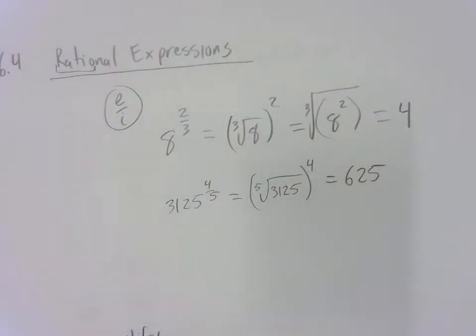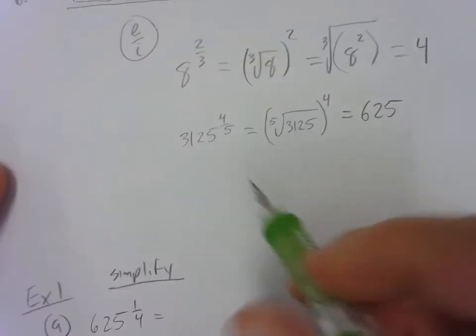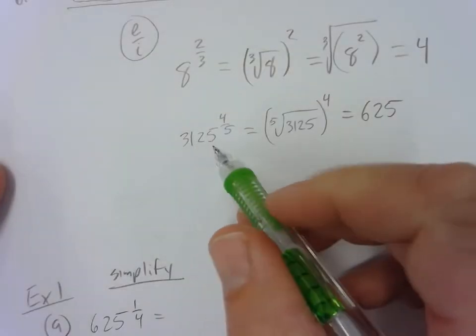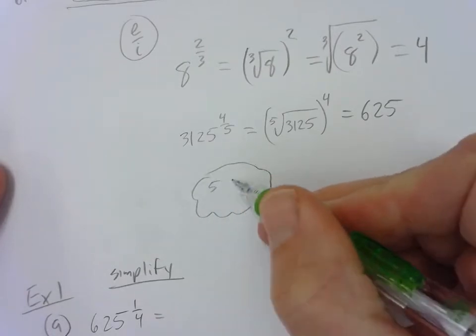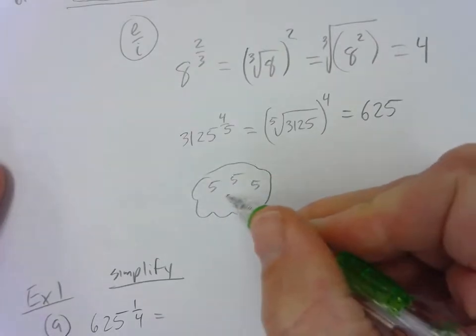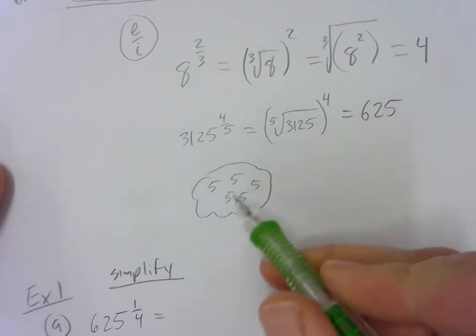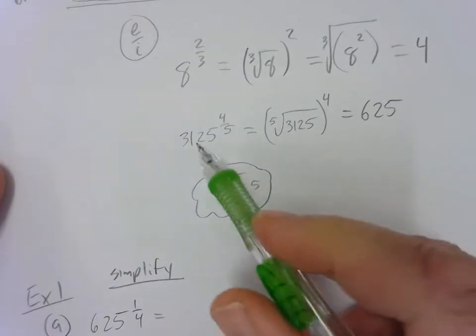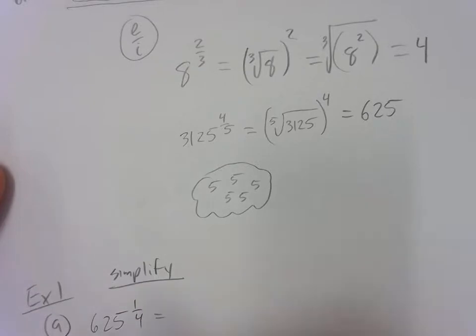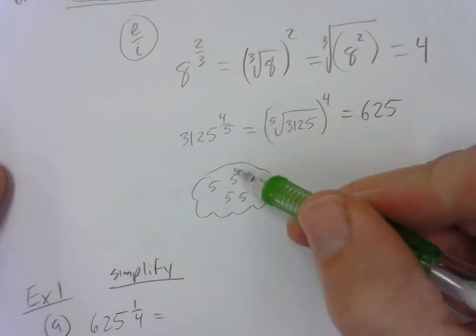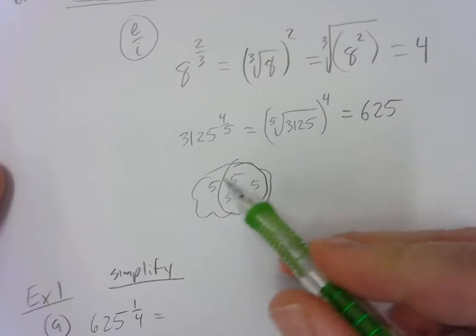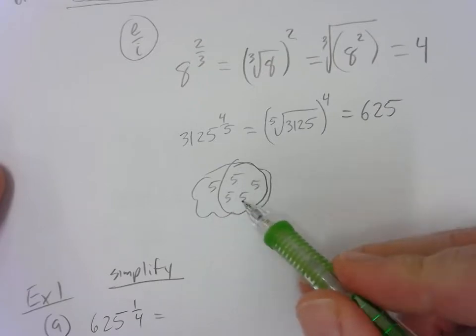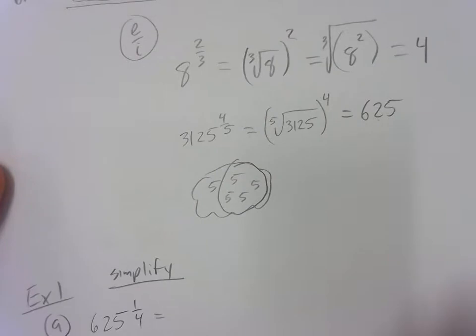There's another way to think about this problem, and that is 3125 is essentially made up of 5 times 5 times 5 times 5 times 5. So 5 fives multiplied together is 3,125, and I want 4/5 of them, so that means I want these. So I want 4 out of the 5. Well, 4 out of the 5 would be 5 times 5 times 5 times 5, which is 625. So that's another way to think about it.